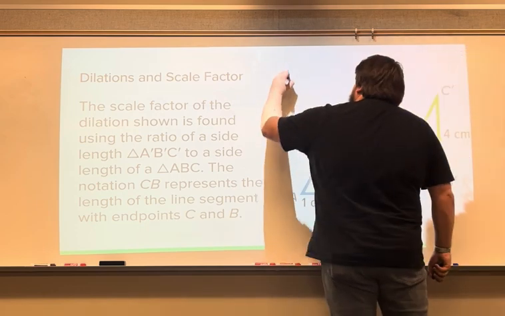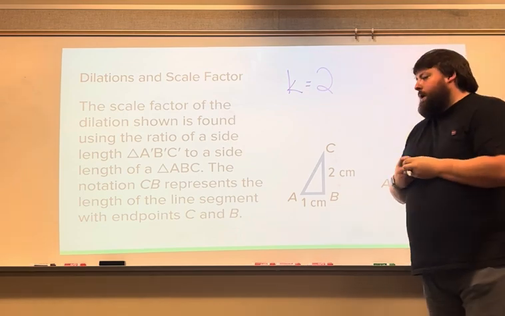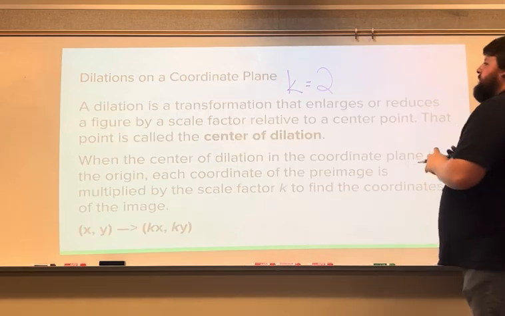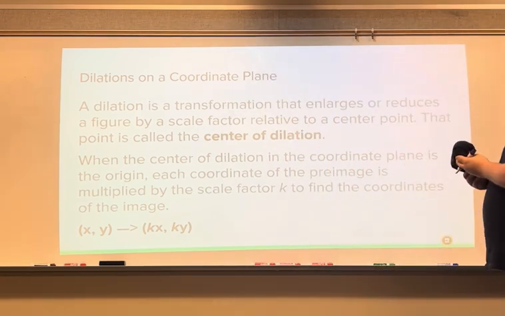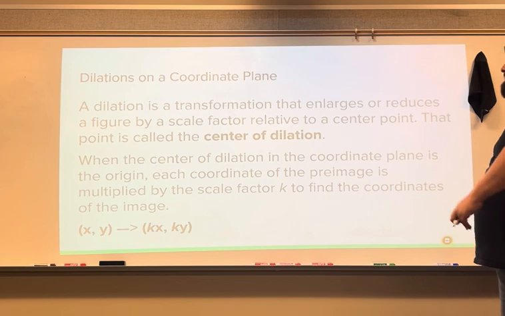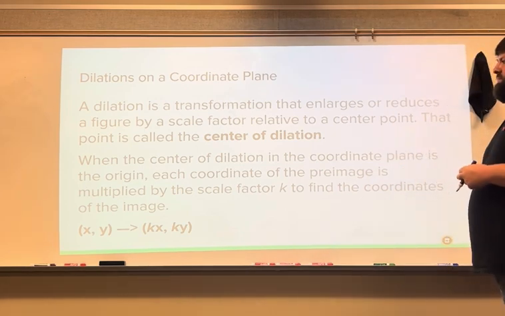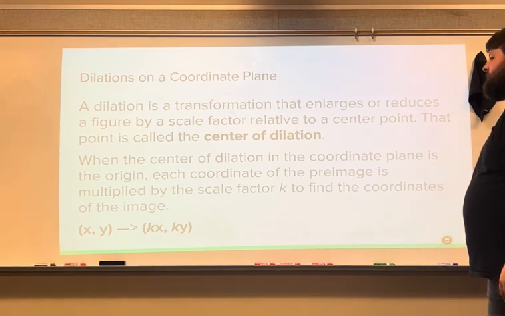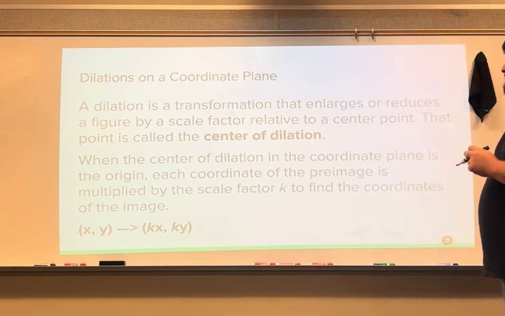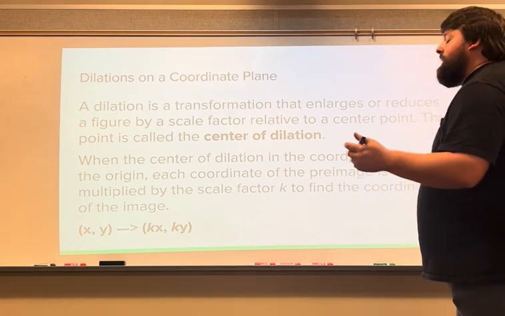So the scale factor is 2 because it's double the side length. Okay? So if we look at dilation on a coordinate plane, all right? A dilation is a transformation that enlarges or reduces a figure by a scale factor relative to a center point. That point is called the center of dilation. So when the center of dilation in the coordinate plane is the origin, each coordinate of the pre-image is multiplied by the scale factor k, find the coordinates of the image. So here we take x, y, multiply both x and y by k to get kx, ky.